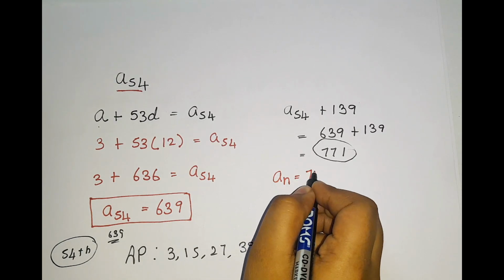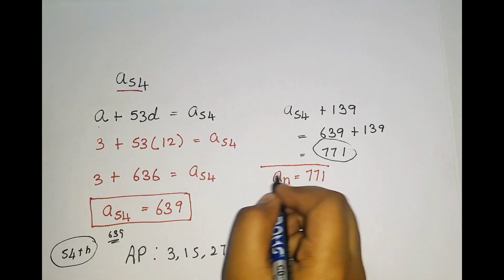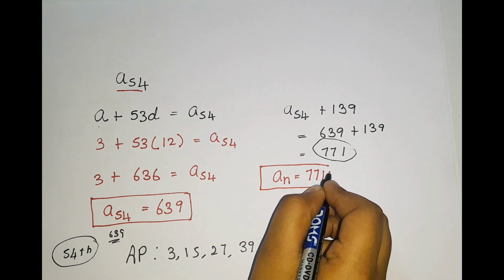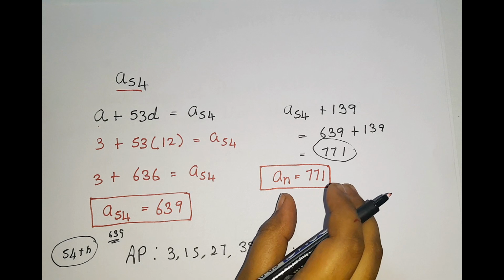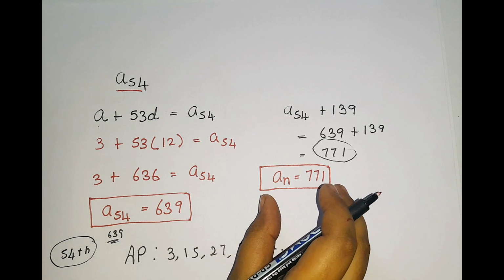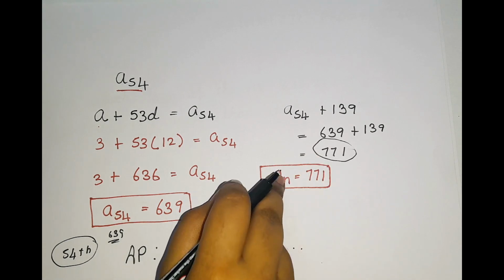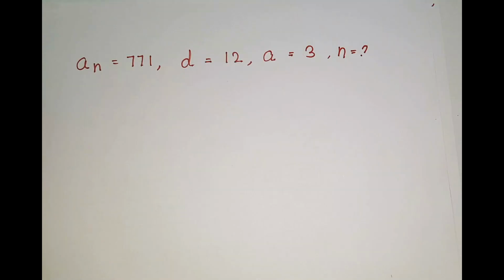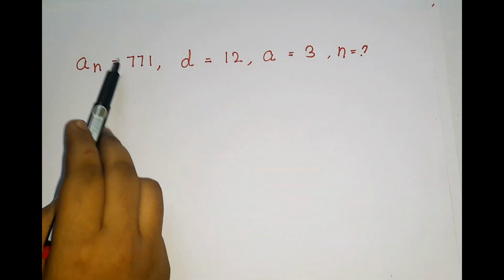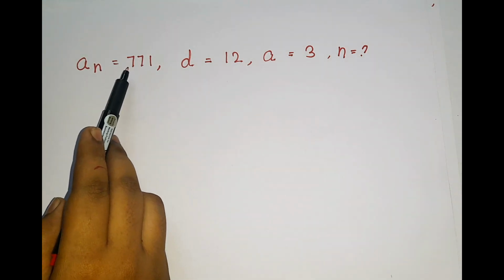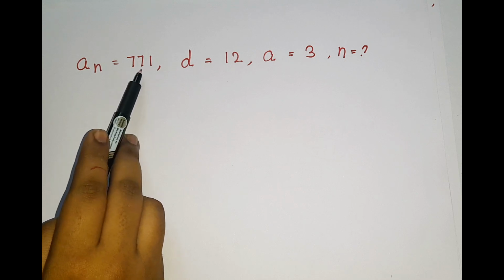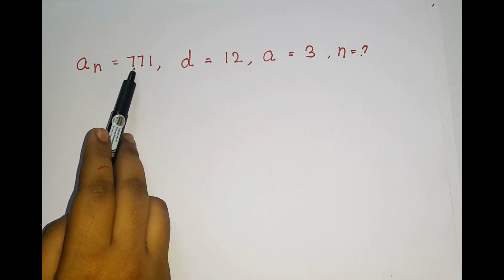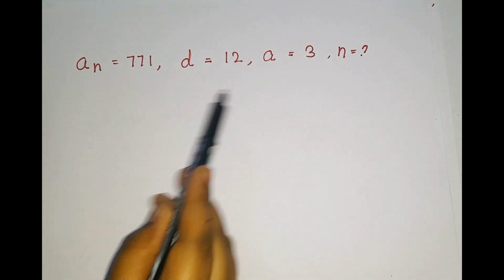Okay, an is 771. Remember guys, whenever there is a particular number but we don't know in which term we'll get that number, don't worry, just take it as an. So, do you know in which term we'll get 771? No, no one knows that. So to find that, we are supposed to find n.